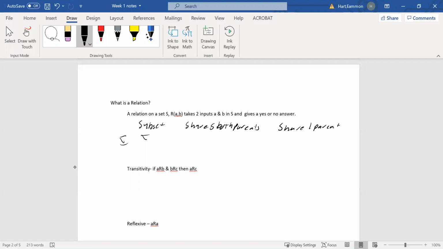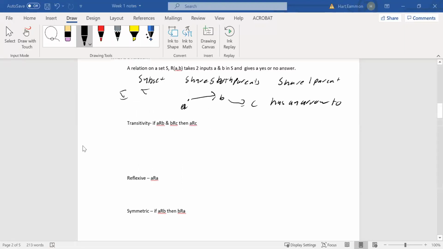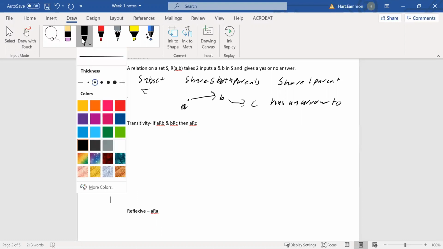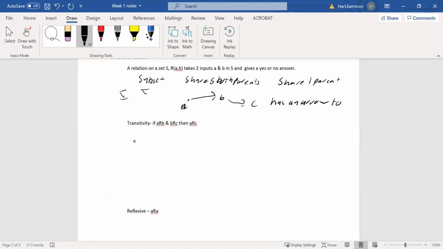And then one good way for manufacturing these is to come up with a graph. And the relation has an arrow too. So the first thing we're going to want to look at here is, let's check out transitivity. So which of these guys would have the transitive property?